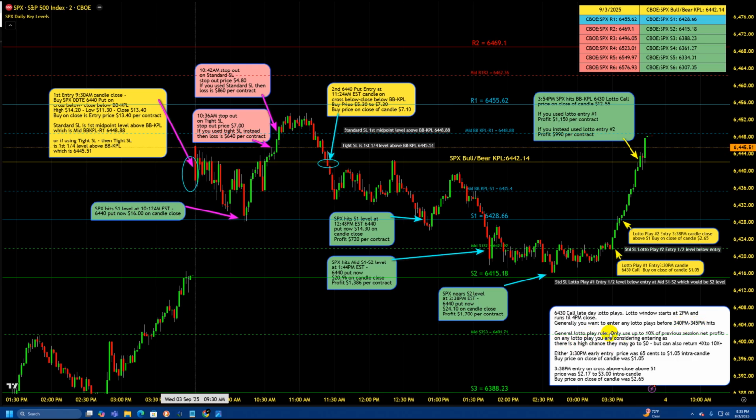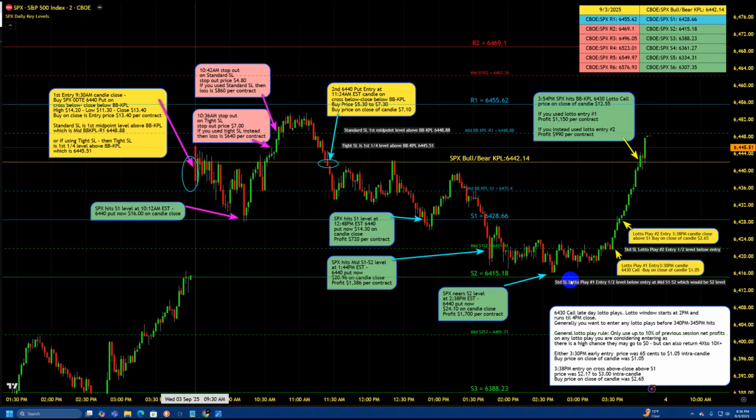The general lotto play rule is to only use up to 10% of the previous session net profits on any lotto play you're considering entering, as there is a high chance they may go to 0, but can also return 4x to 10x, and in some cases, in some sessions, we've seen as much as 20x to 40x, depending on how extreme the late day moves can be.